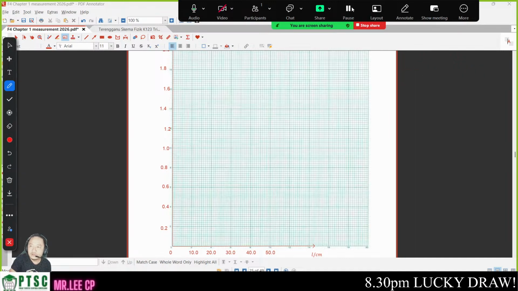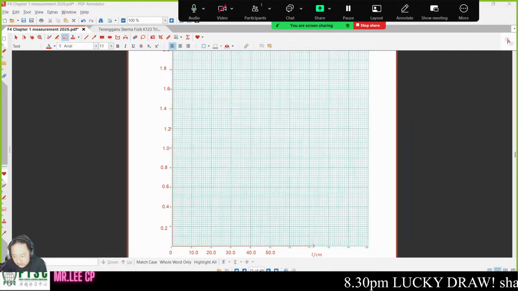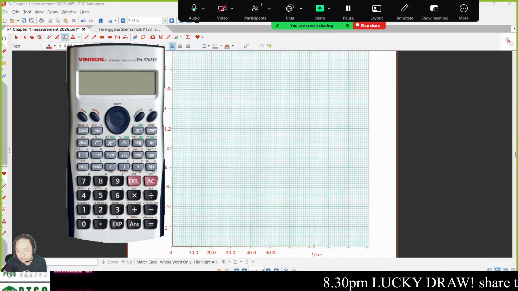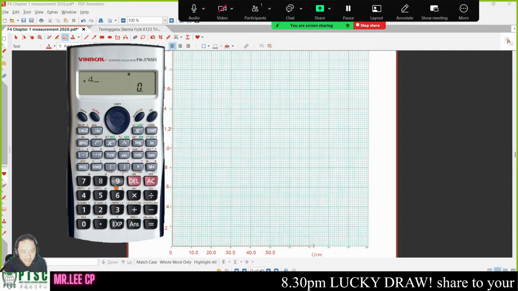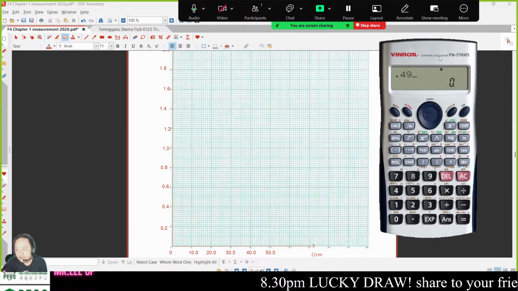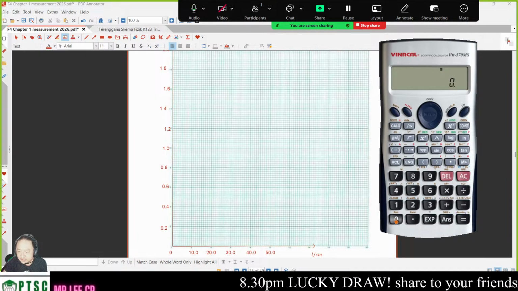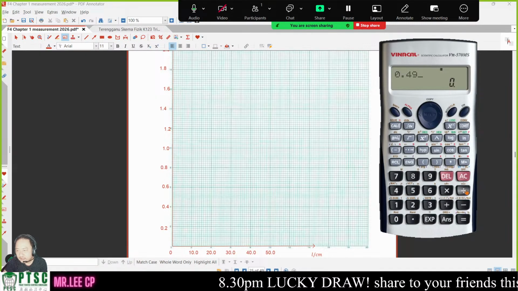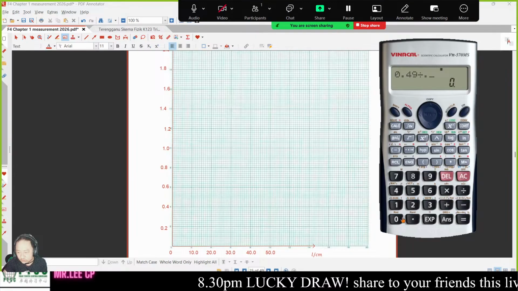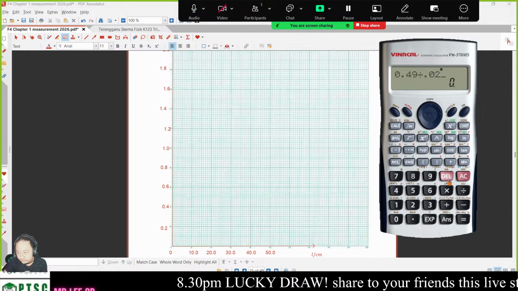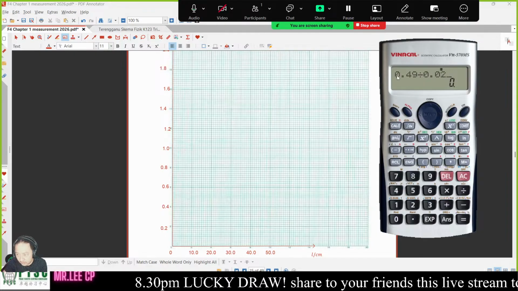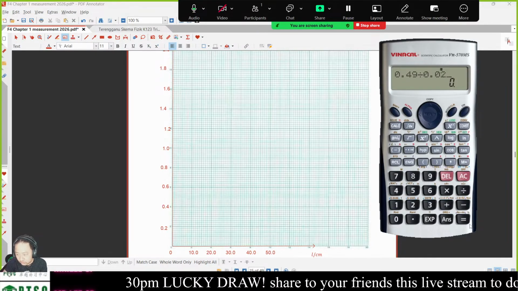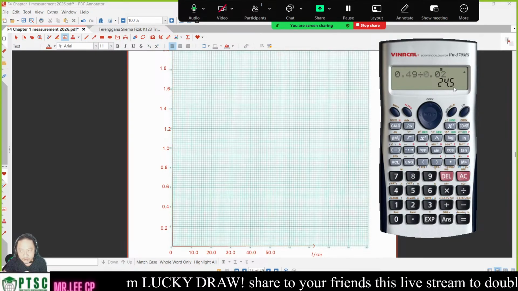Okay, so you know it is 0.02 already. For 0.49, how many petak do I need? How many boxes? Normally I press 0.49 lah, but never mind. 0.49 divided by 0.02. One box is 0.02. Right, 0.49 divided by 0.02. How much is it? 24.5.